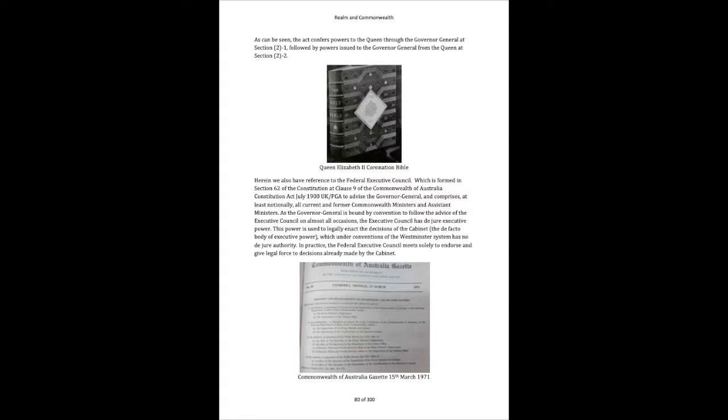This power is used to legally enact the decisions of the Cabinet, the de facto body of executive power, which under conventions by the Westminster system has no de jure authority. In practice, the Federal Executive Council meets solely to endorse and give legal force to decisions already made by Cabinet.